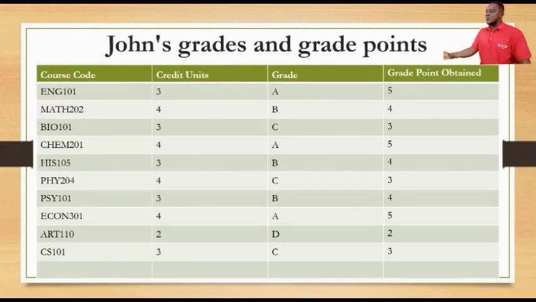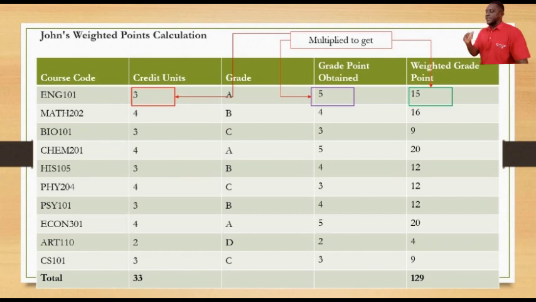The next thing you need to do is create a table as you have it here, where you have the credit units all lined up, the grades that were obtained by this student named John, and then the points that he obtained as a result of the grades. Next, you multiply the credit units by the grade points of each course. For English 101, as you can see on the screen, 3 is multiplied by 5 to give you a weighted grade point of 15 points.